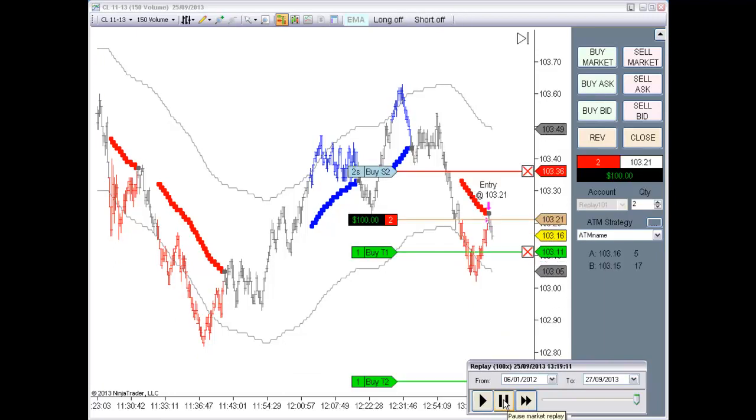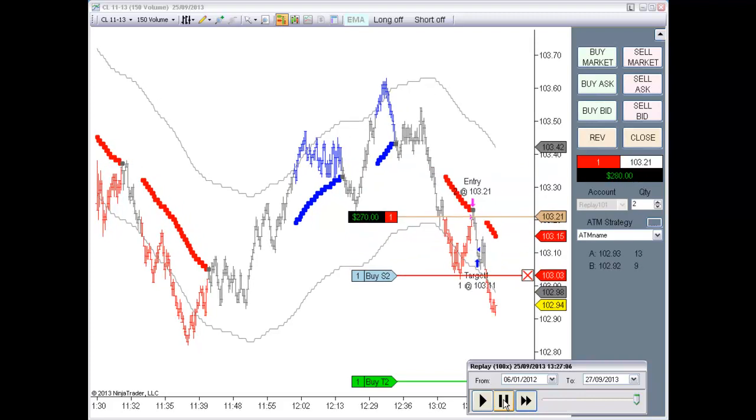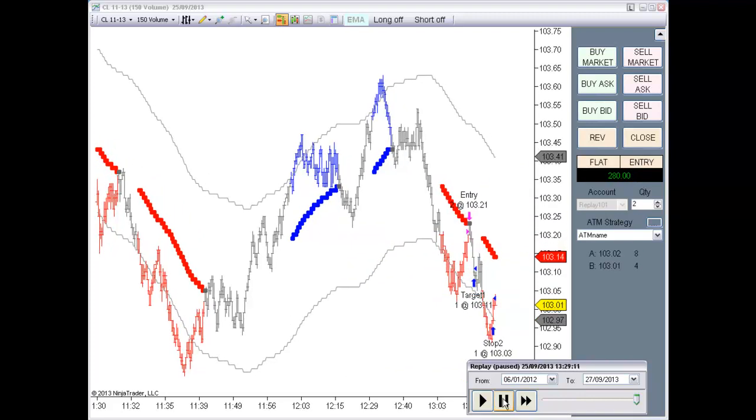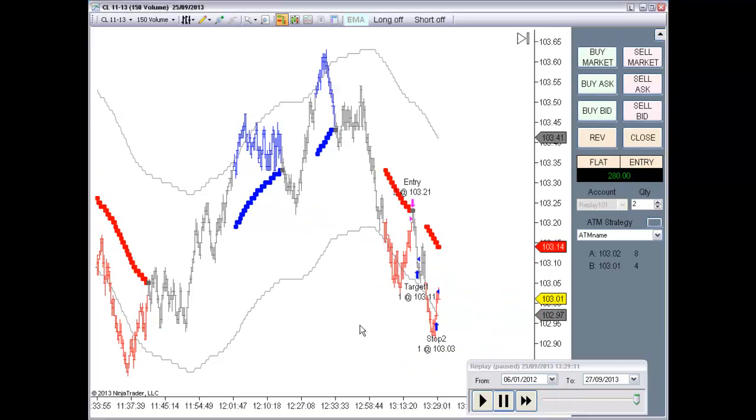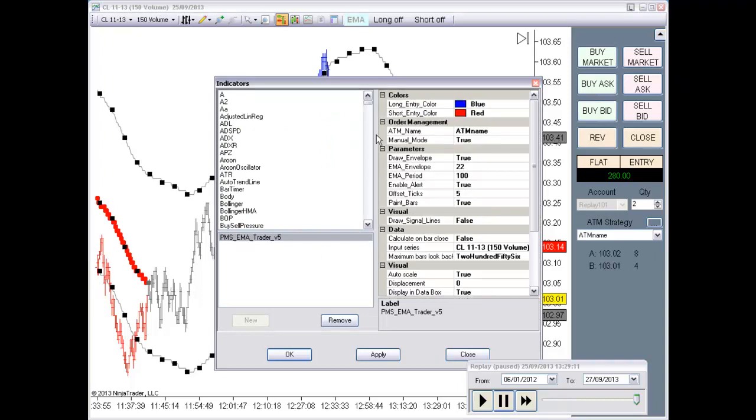Order filled. Target. Stop. We can see that the system entered at the entry level and executed the ATM as we were placing the order manually. But now the system is not taking more trades because it is placed on manual mode.